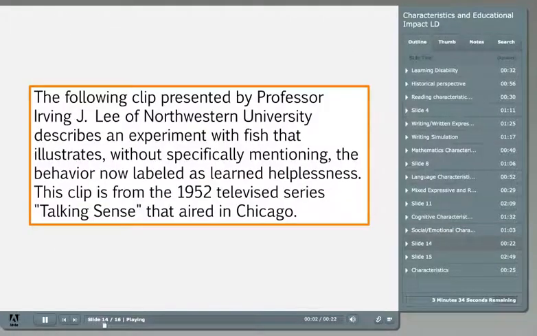The following clip presented by Professor Irving J. Lee of Northwestern University describes an experiment with fish that illustrates, without specifically mentioning, the behavior now labeled as learned helplessness. This clip is from the 1952 televised series Talking Sense that aired in Chicago.